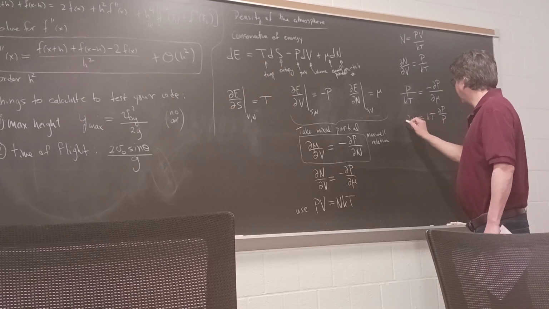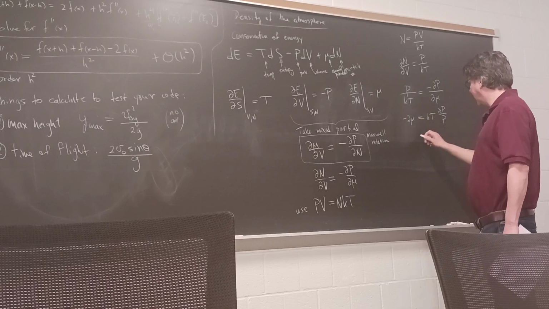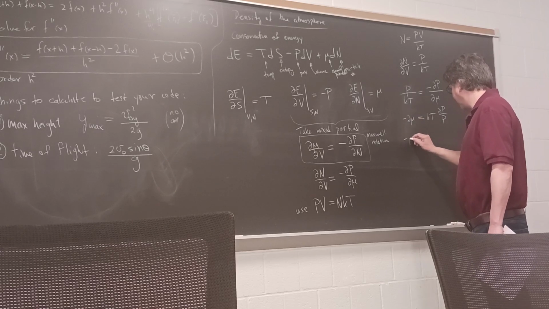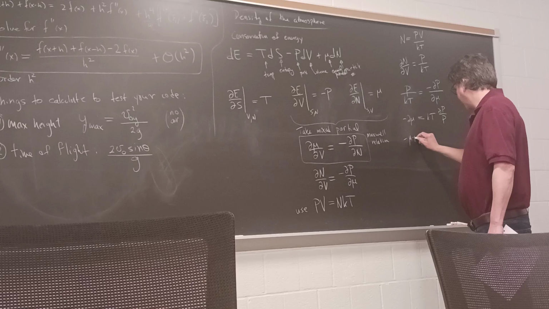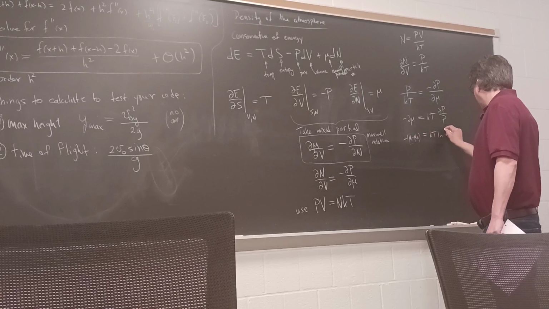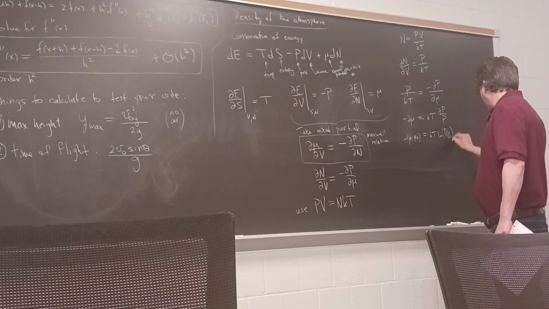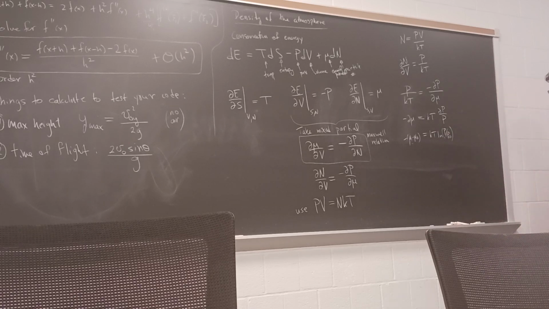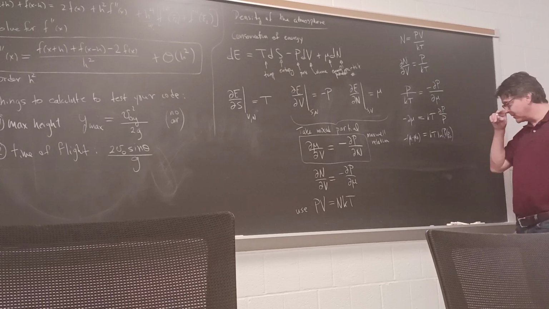Bring the minus sign over here. So this is just the log. So this says that minus mu naught is equal to KT log P over P0. All right, and now we have a relationship between the chemical potential and the pressure.